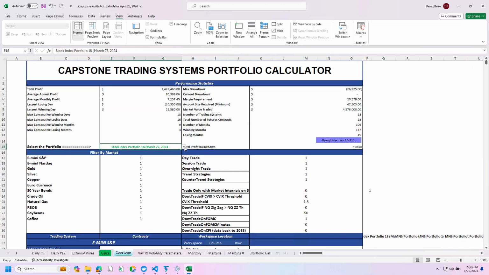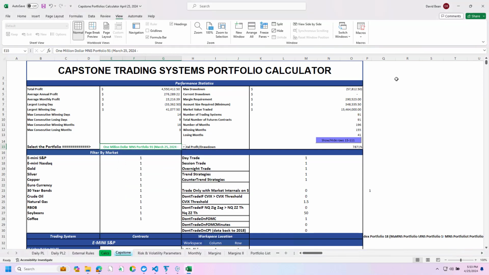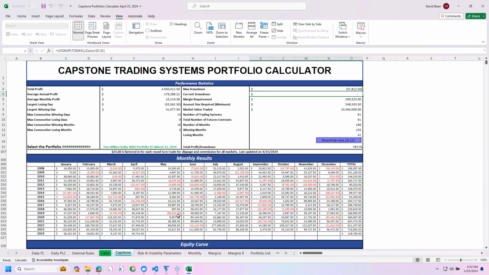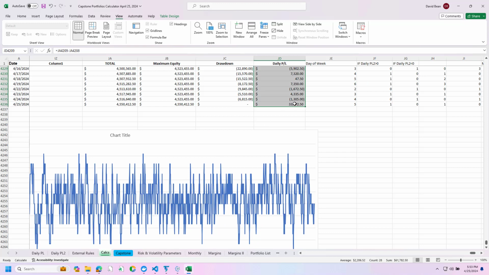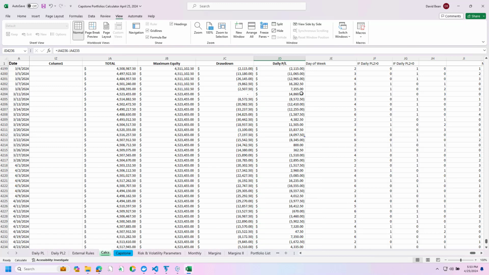So, stock index portfolio 18, and then 1 million M&S. It is at an equity peak as well. It's 91 strategies. It is up 45K on the day, or not on the day, but 45K on the month. 33,772.50 was the trade on the day. And you know, we went through a lengthy time period.